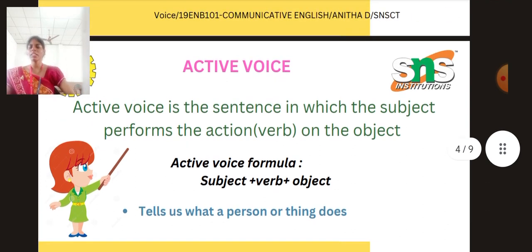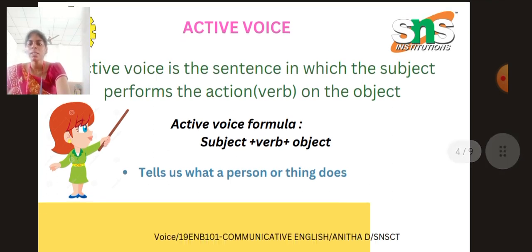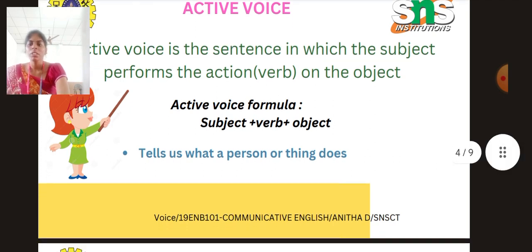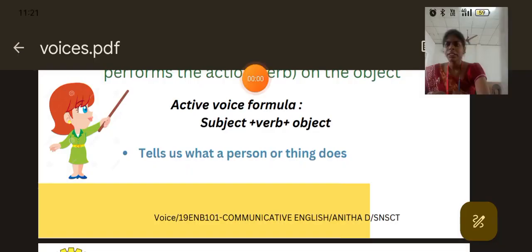Active voice is a sentence in which the subject performs the action on the object. Listen carefully. Active voice is a main sentence in which the subject performs the action upon the object. So the active voice formula is subject plus verb plus object. It tells us what a person or thing does.